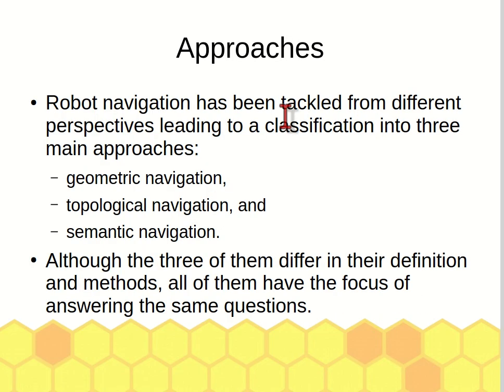There are many approaches to robot navigation. It can be classified into three main approaches. The first one is based on what we call geometric navigation, topological navigation, and also semantic navigation. They are different in terms of definition, but they attempt to answer the same question. Different approach, but trying to solve the same problem.